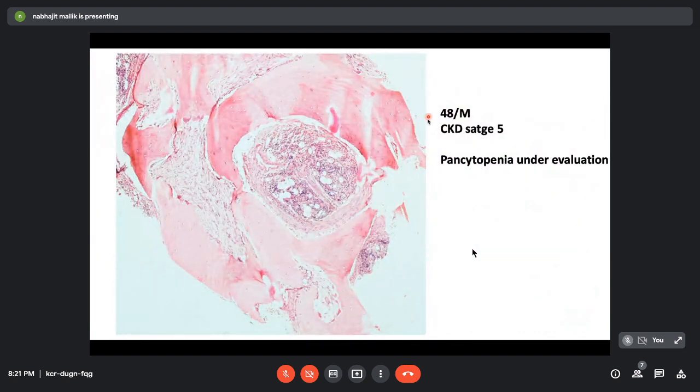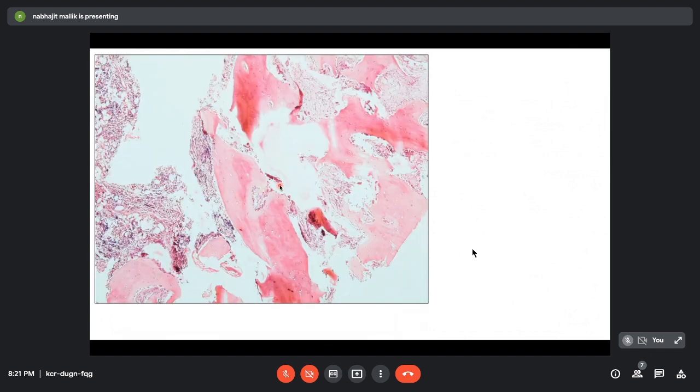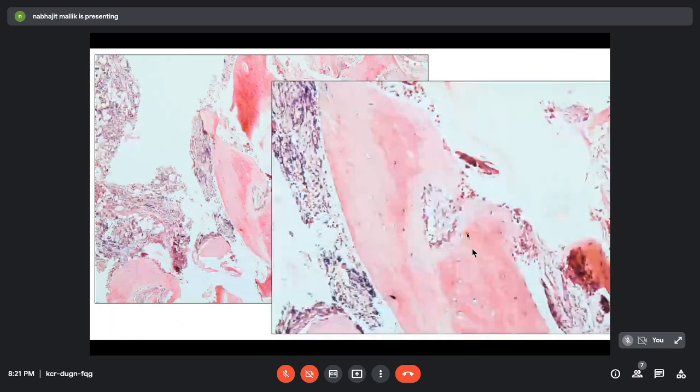Another patient was a 48-year-old male, CKD stage 5, who was also being evaluated for pancytopenia. You can see this very nice paratrabecular fibrosis in this patient, and also you can see the bone trabeculae. On a closer look, you can see that the bone marrow elements are trying to get inside. Again, osteoclastic activity is happening. This bone is lined by osteoblasts as well. So again, these are hyperparathyroidism-related changes in this patient with CKD.